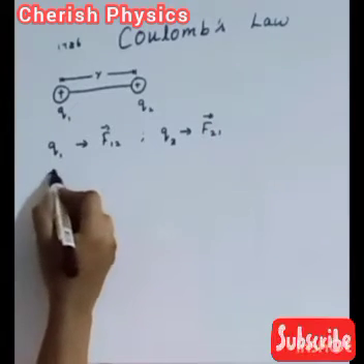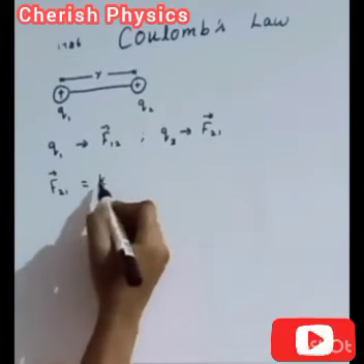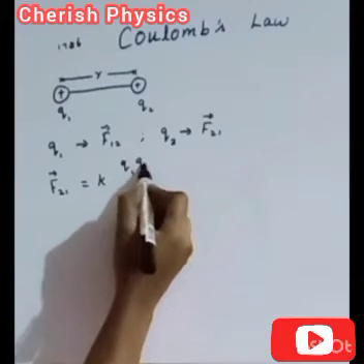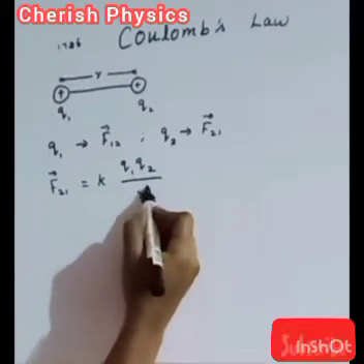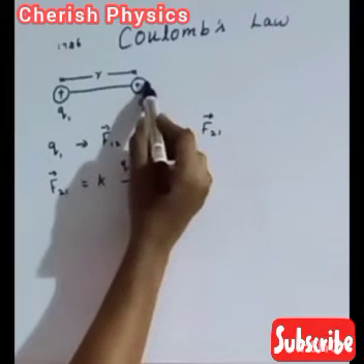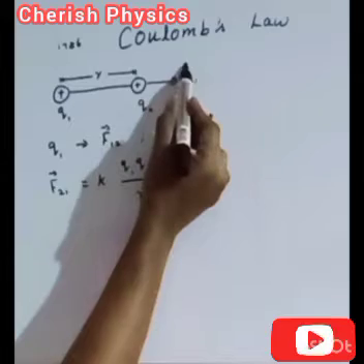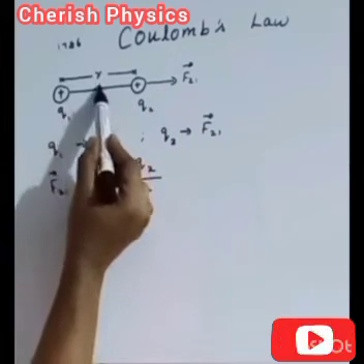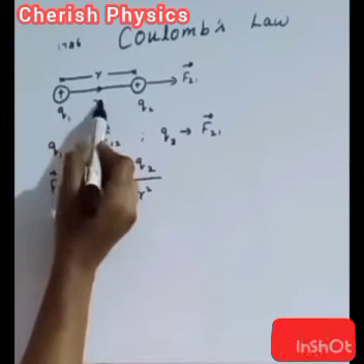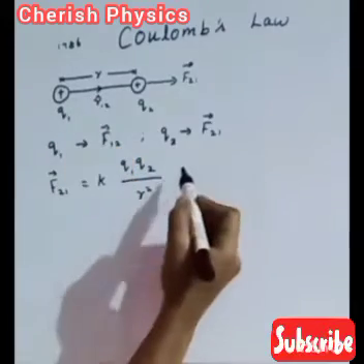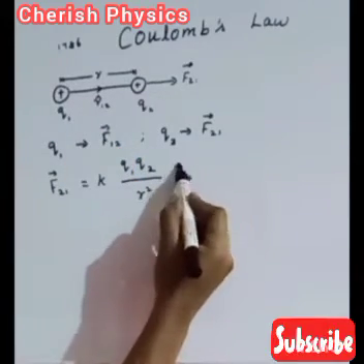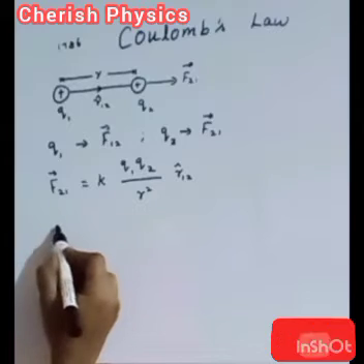to the charge Q1. The force on Q2 exerted by charge Q1 is F21 equal to K into Q1 Q2 by r squared into r12 cap. r12 is a unit vector directed from Q1 to Q2 and K is the constant of proportionality. The force F21 acts along the line joining Q1 and Q2.